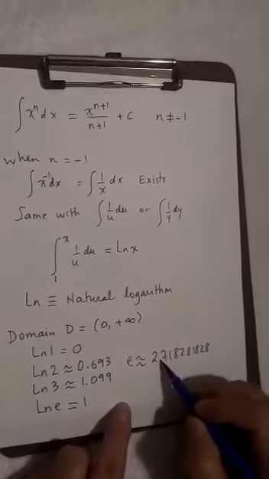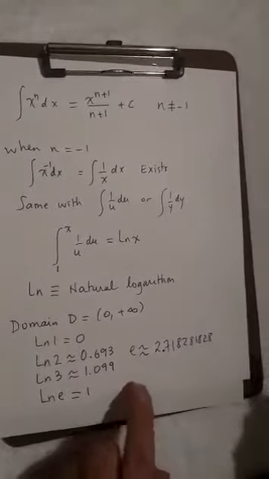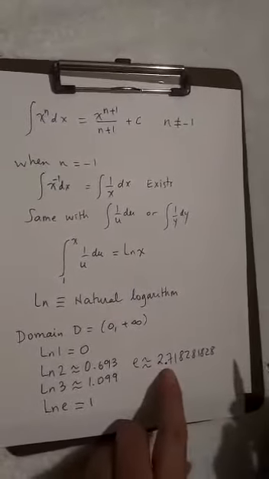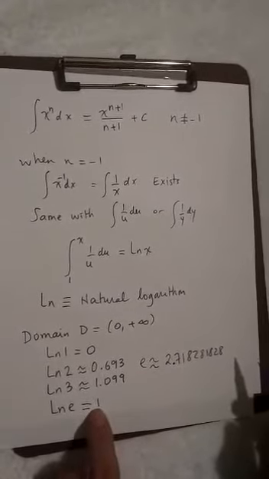281828. It's not repeating, by the way. This is an irrational number. The logarithm of this e is equal to 1.